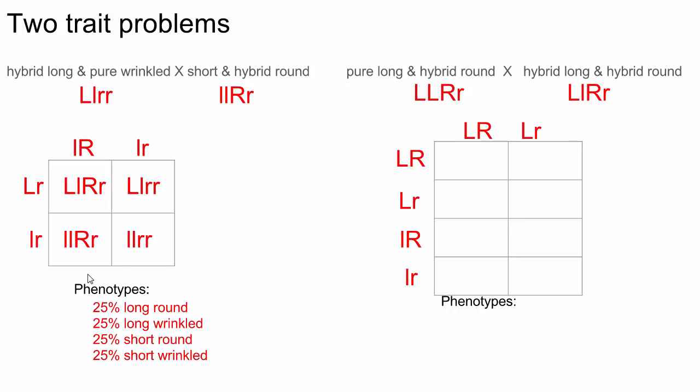Matt, what do we get here? Big L, big L, big R, big R. Correct. And what would the phenotype be? That would be tall and round. Yeah, long and round. How about this one, Dan? What do we get for genotype here? Big L, and big R, little r. Correct.